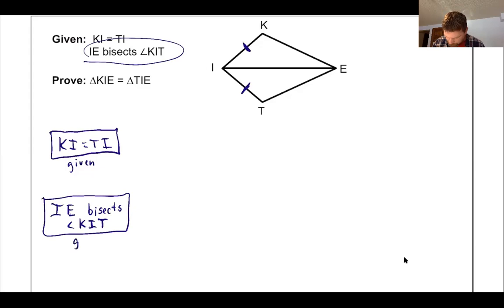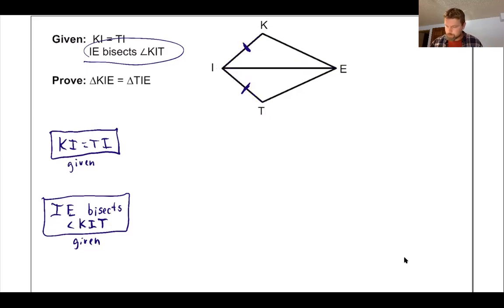And I knew that because it was given. Now, what does that tell me about the picture? If this IE bisects that angle, that means it cuts the angle in half. And if it cuts the angle in half, that means these two angles here are equal. So I actually know those angles are equal.